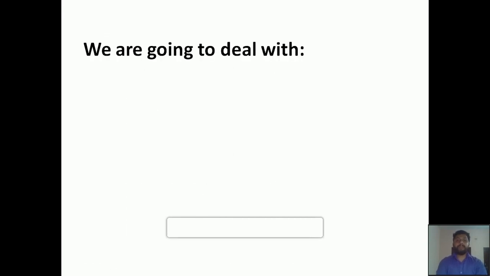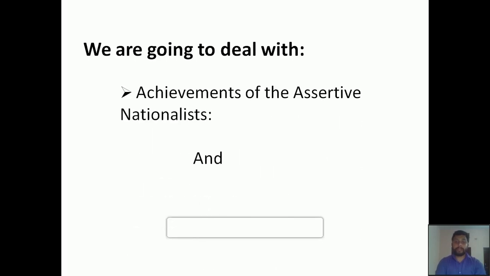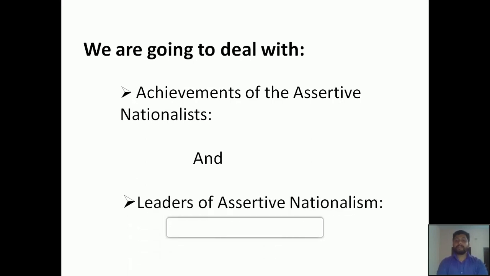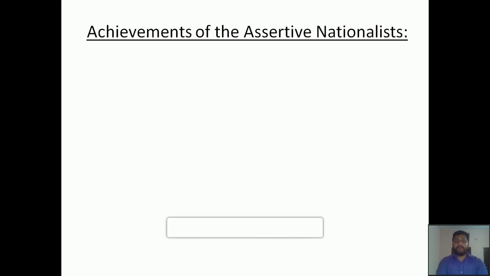Today we are going to focus on 2 important points. First one, achievements of the assertive nationalist, and the second point, leaders of assertive nationalism. Achievements of the assertive nationalist.